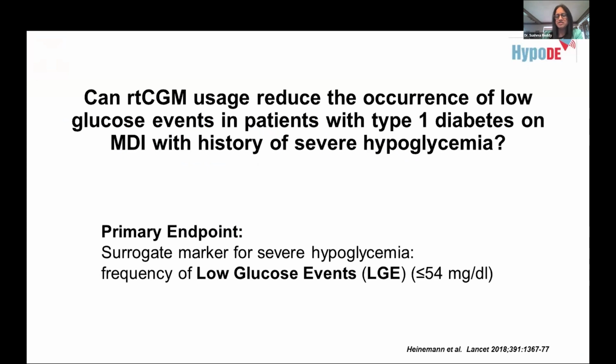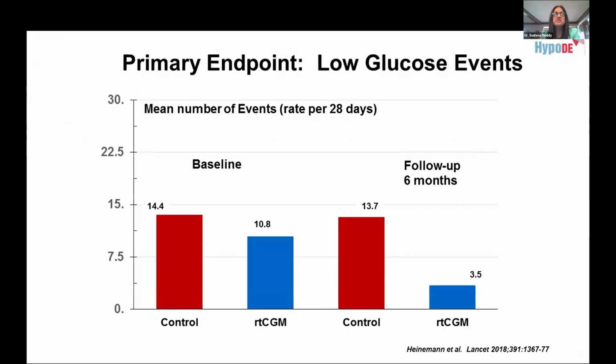So this is the HypoDE study, which was one of the first studies done several years ago to see whether the use of CGM can reduce the occurrence of severe hypoglycemia. This was done in Germany in over 6 different clinics. In red, you have the control group. In blue is the CGM group. This is the baseline, the number of events per 28 days.